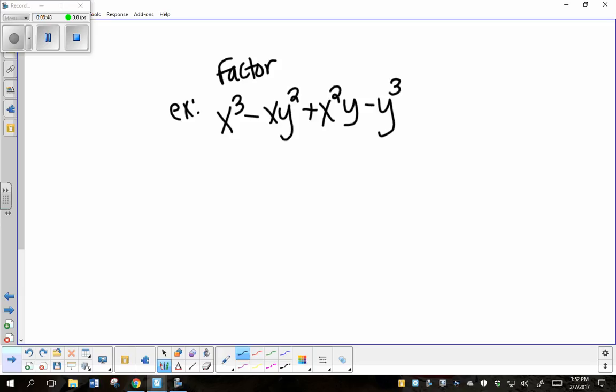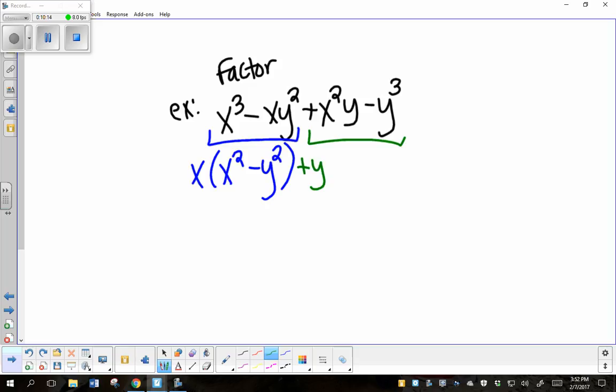I don't see anything I can take out of all of them. I don't think I'm going to get a perfect square trinomial in here because I don't see anything that's a perfect square. So since it's 4 terms, let's try factoring by grouping. Out of these first two, I could pull out an x, and I'd be left with x squared minus y squared. And in this set, I could pull out a positive y, and I'd be left with x squared minus y squared. Nice.